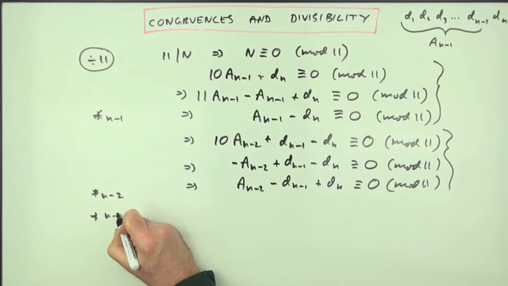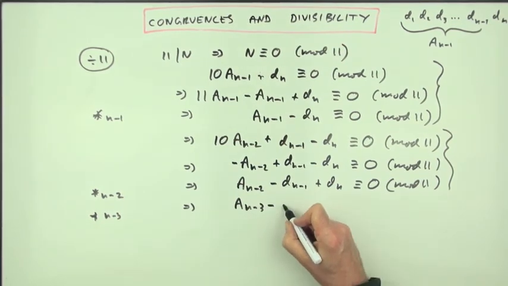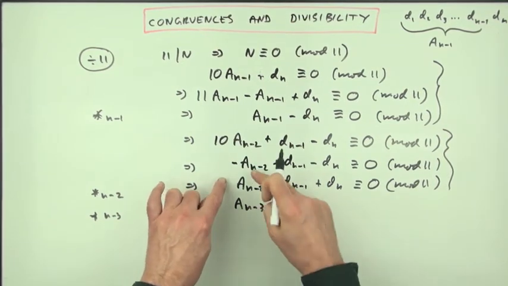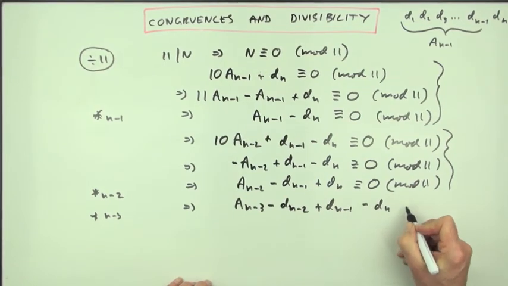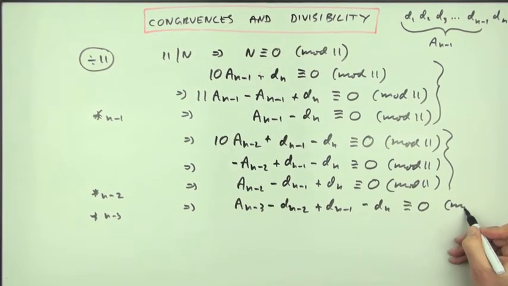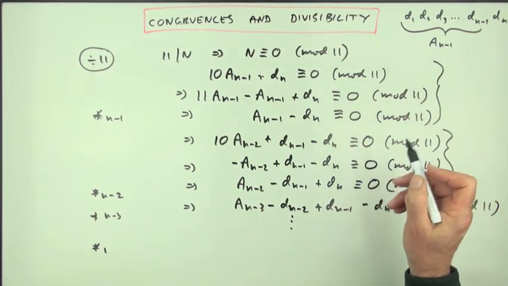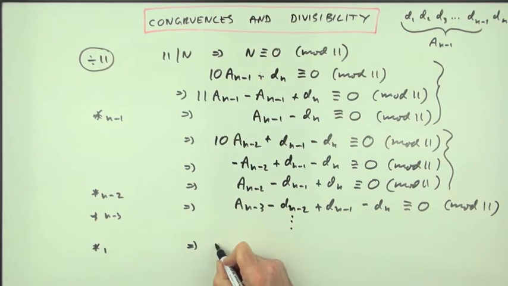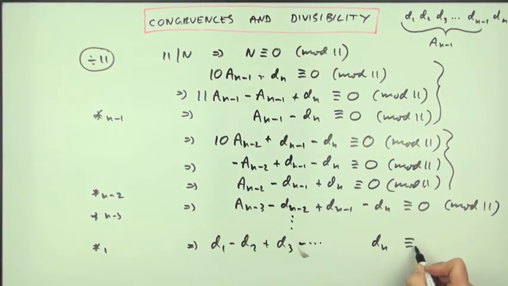Doing the same again for n minus 3 in one go would produce a_{n-3} - d_{n-2} plus d_{n-1} minus d_n should be congruent to 0. And from there you can see that eventually by the time you get down to the first term, which is a_1, which equals d_1, you'll end up with d_1 minus d_2 plus d_3, and so on until you get to the last term, should be congruent to 0.